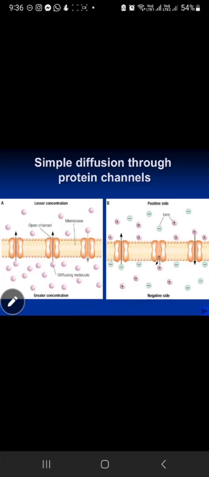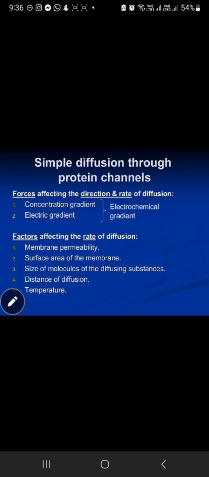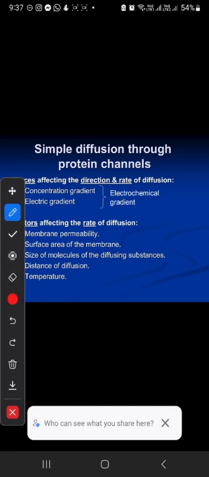As you see over here, there is simple diffusion through protein channels. The substance moves down concentration gradients through the protein channels without requirement of metabolic energy, without requirement of ATP. For simple diffusion through protein channels, the forces affecting the direction and rate of diffusion are mainly two: the concentration gradient and the electrical gradient.